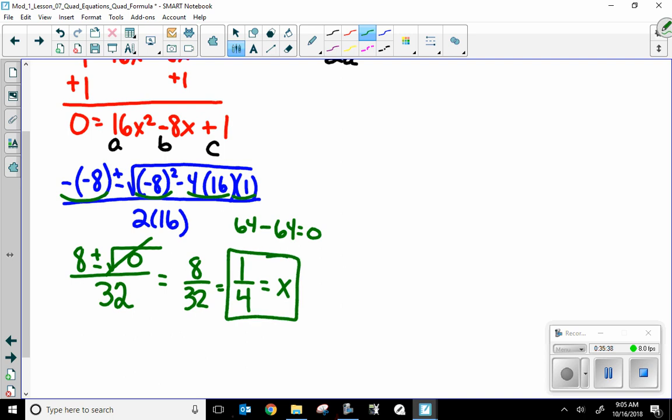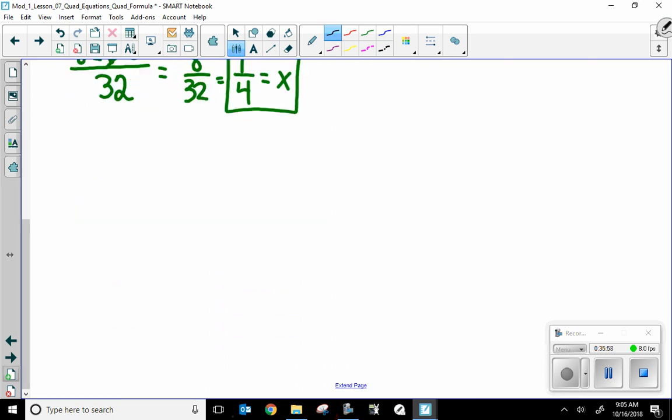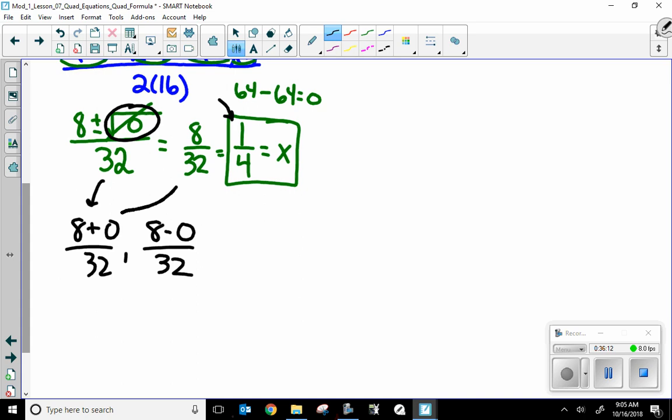Interesting. I like when things work out like that. But that raises the question, shouldn't I have 2 answers? I have 1 here. Technically, I do have 2. Let me explain. This is 8 plus 0, because the square root of 0 is 0, over 32, and 8 minus 0 over 32. They both end up being 8 over 32. So I technically do have 2 answers. They're both the same.